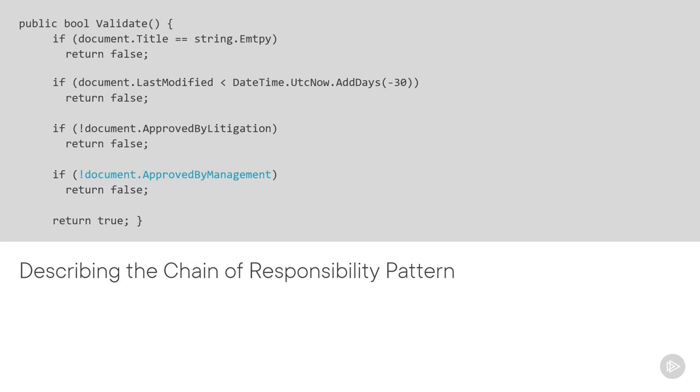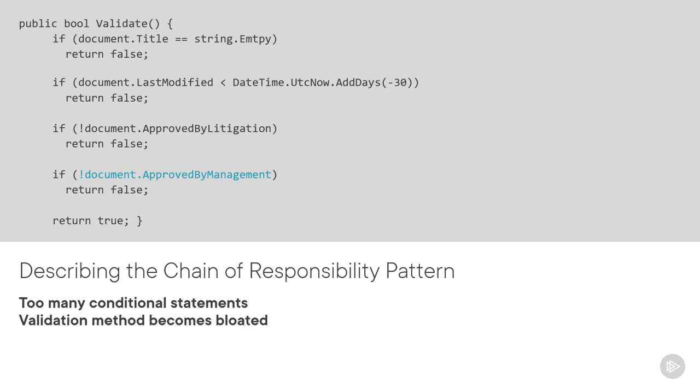As you gather from our code example, that's a lot of conditional statements that need to evaluate to true before the document is considered approved and ready to send to a customer. The method that checks the document becomes bloated and hard to manage, and there is no easy way to reuse these checks in other parts of our code. Enter the chain of responsibility pattern.